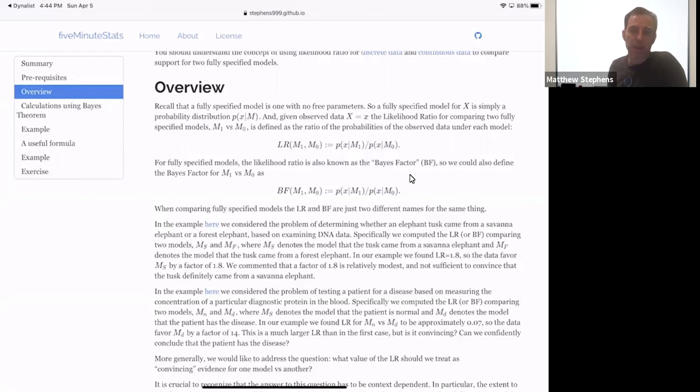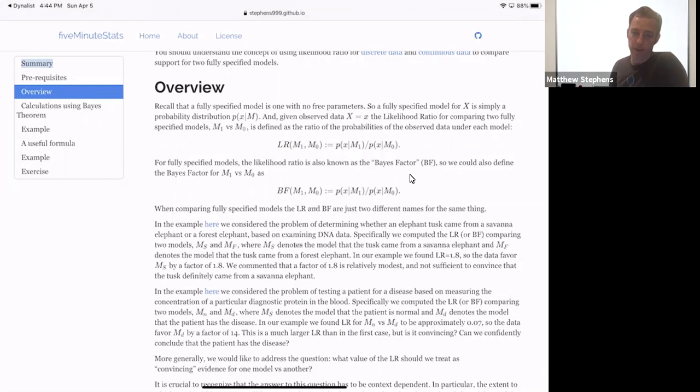So the issue here is that context matters. And so you have to combine the information in the likelihood ratio with what you know about the relative plausibility of those two models that you're comparing. So that's where this vignette is going.